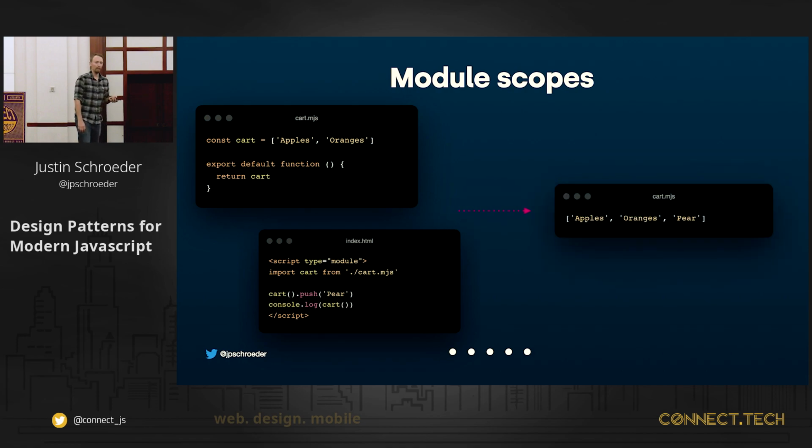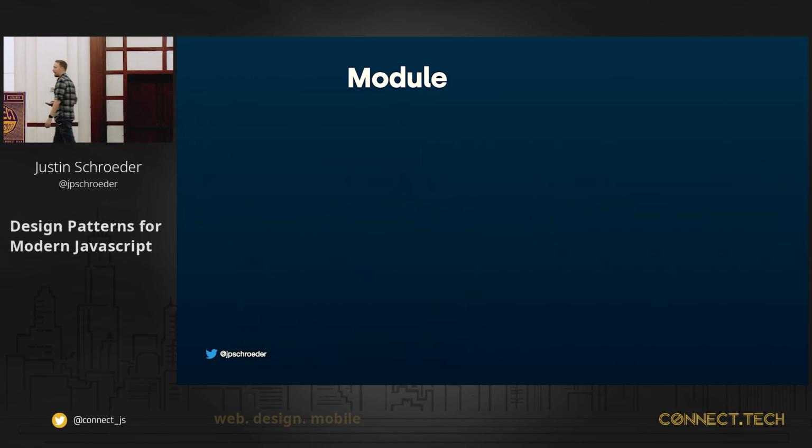Interesting. We modified the value. Now we modified the value because what was returned to us was an object in that module scope, and down here we were able to mutate the value in the other module scope. Very interesting. How could we leverage that?